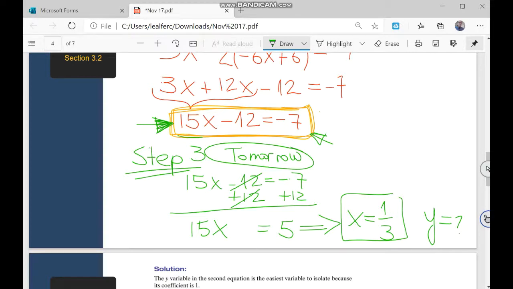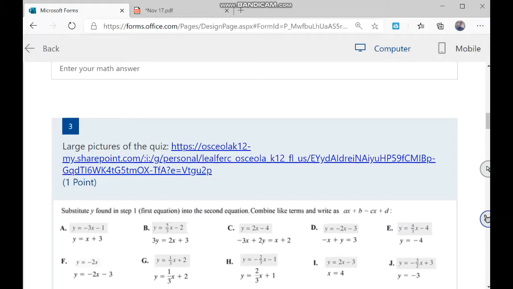If we're good, I think we're ready to work on the quiz. I'm going to show a few examples on the quiz. But before moving to the quiz, let's try the bell work.